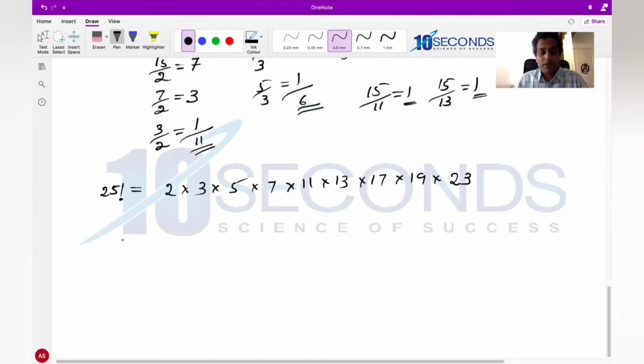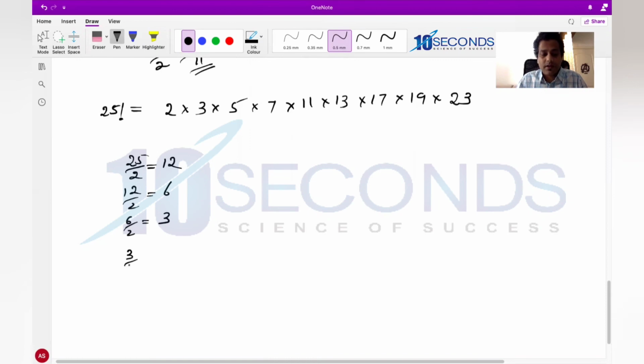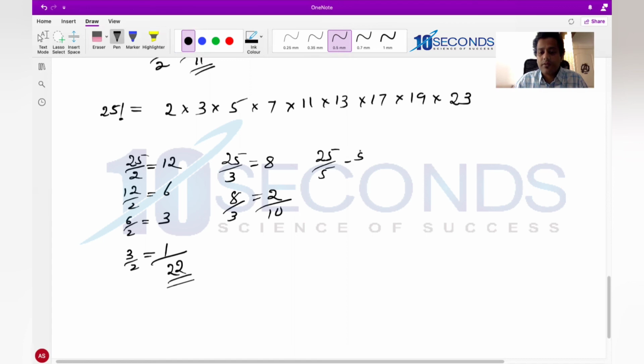So how do we check how many 2s are there? 25 divided by 2, 12. 12 divided by 2, 6. 6 divided by 2, 3. 3 divided by 2, 1. Add it, 22 it is. Okay. 25 divided by 3, 8. 8 divided by 3, 2. Total 10. 25 divided by 5, 5. 5 divided by 5, 1. Total is 6.